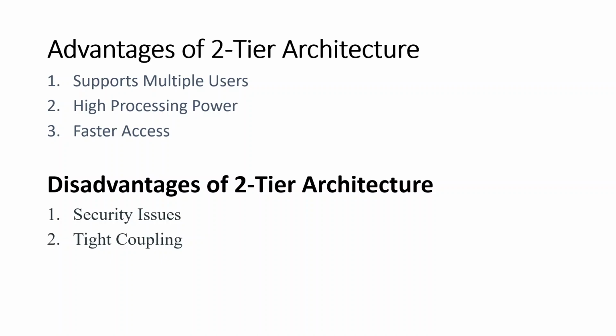Disadvantages of two-tier architecture. First one is security issues. It means clients connect directly to the database, which can make the system more vulnerable to attacks or data leaks. Second, tight coupling. The client and the server are closely linked. If the database changes, the client application often needs to be updated too.